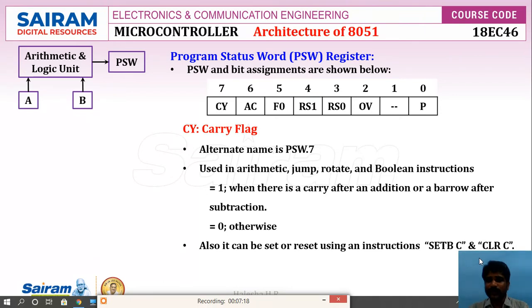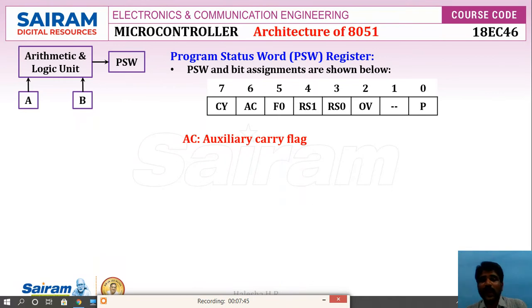Also, externally, we can forcefully set or reset it using the instructions set bit C and clear C. As I said, the alternate name is PSW.7. So here we can write set bit PSW.7 and clear PSW.7. Either we can name it as C or PSW.7.